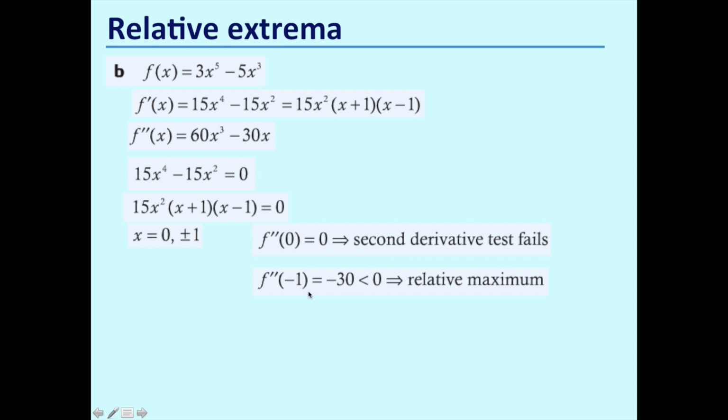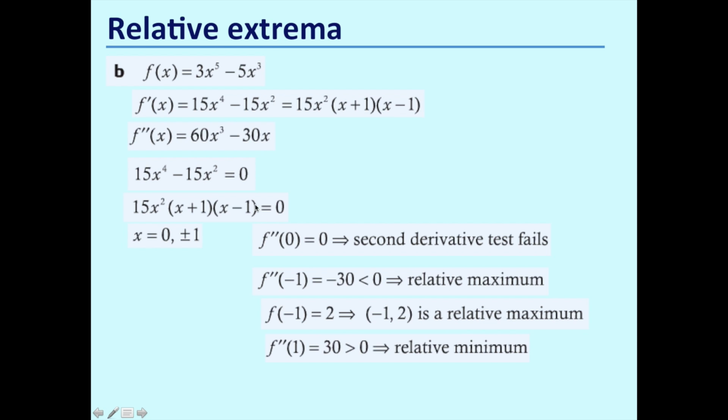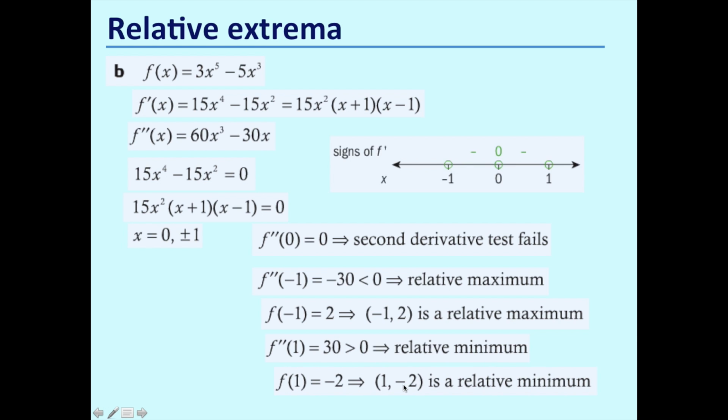If we take negative 1, that gives us a negative value, which means it's a relative maximum. We can find the y-coordinate there by substituting negative 1 back into our original equation, so (-1, 2) is a relative maximum. Similarly, by testing for f of 1, we get a positive value, which means it's a relative minimum at the point (1, f(1)), which is going to give us (1, -2).